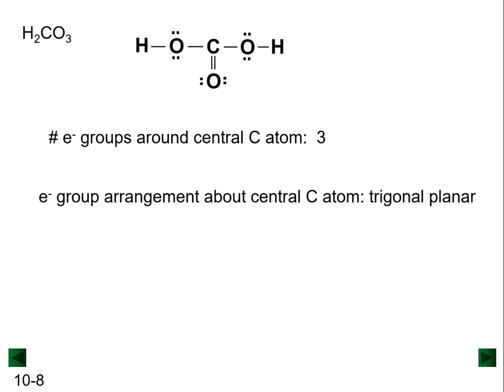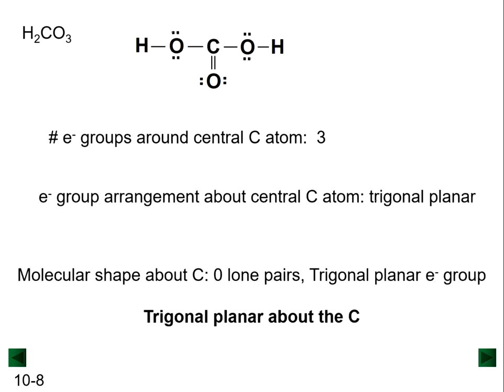The molecule then has a shape that's defined by this. We have no lone pairs and a trigonal planar electron group arrangement. So we have a trigonal planar molecular structure about the carbon atom. And indeed, the molecule is flat about the central carbon atom.